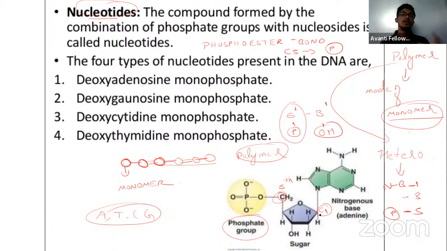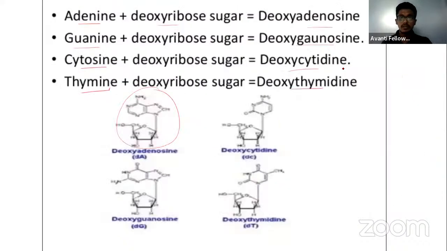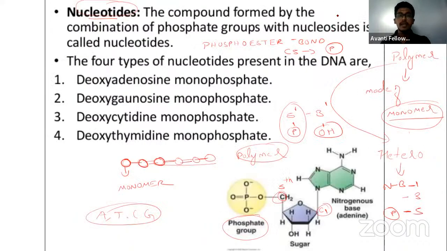So what happened here? Here you have a complete nucleotide. Okay, so once a complete nucleotide forms, each nucleotide can be read like this. For example, your deoxyadenosine becomes what? It becomes deoxyadenosine monophosphate, deoxyguanosine monophosphate, deoxycytidine monophosphate, deoxythymidine monophosphate. You understand my point? So this is what happens with the formation of a nucleotide.